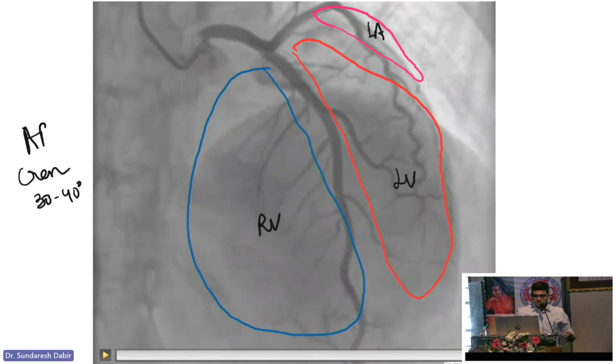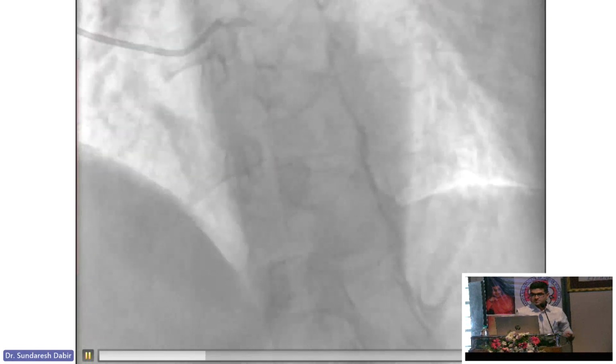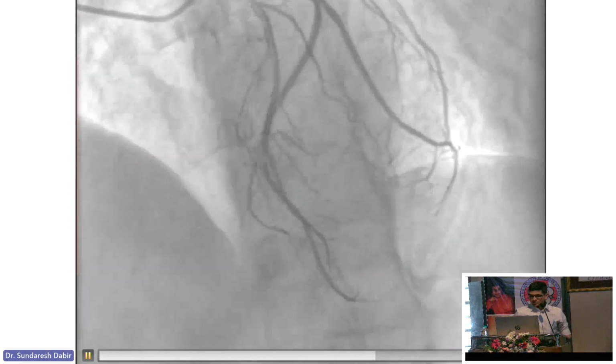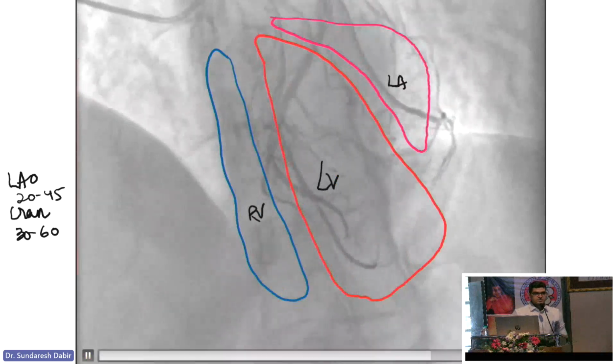So any idea about this view? You can see the diaphragm very prominently. Yes, so you can see that. Yeah, perfect. So iliocranial, we were taught, is like the coconut view. You can see the whole heart like a coconut, all the coronaries like a coconut, right? And again, the iliocranial is very important.